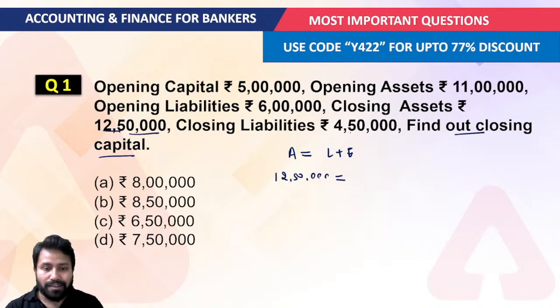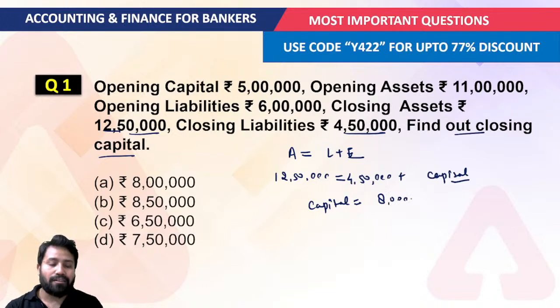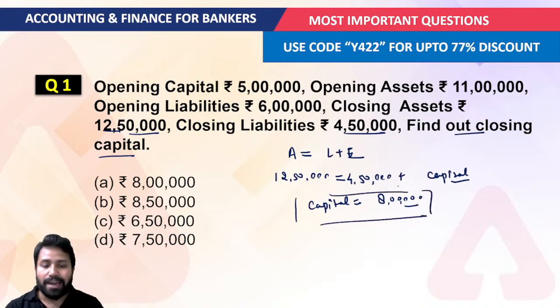The liabilities given are 4,50,000 rupees, and then there is equity or capital, because both are understood as a liability for the company, right? So what should be the closing capital here? Just tell me what the closing capital should be. That should be 8 lakh rupees. That is your closing capital, right? So this is how you have to do the questions in the examination. I'm hoping that you are understanding this, right?